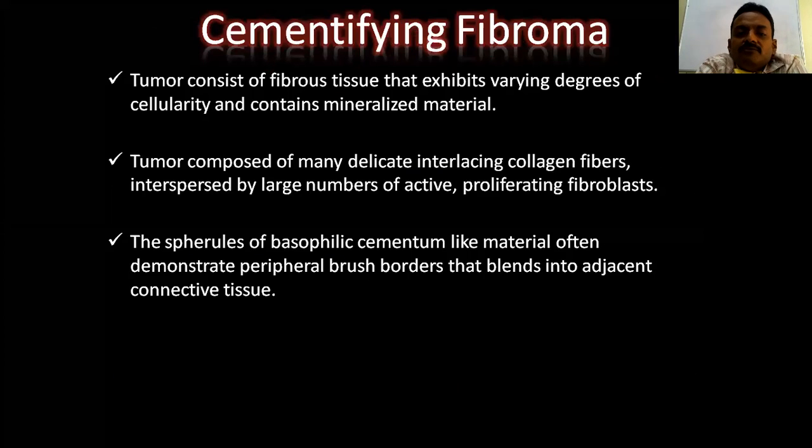Coming to the cementifying fibromas, these tumors consist of fibrous tissue that exhibits varying degrees of cellularity and contains mineralized materials. The tumor is composed of many delicate interlacing collagen fibers, which are interspersed by a large number of active, proliferating fibroblasts. The spherules of basophilic cementum-like material often demonstrate peripheral brush borders that blend into adjacent connective tissues.